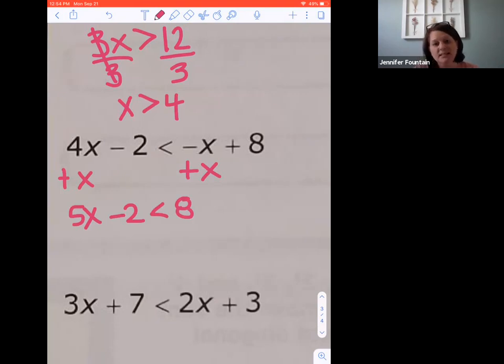Now I'm going to move my constant term that is on my left-hand side that needs to move to the right, and that's going to be negative 2. I'm going to move it by adding. And I have 5x is less than 10.